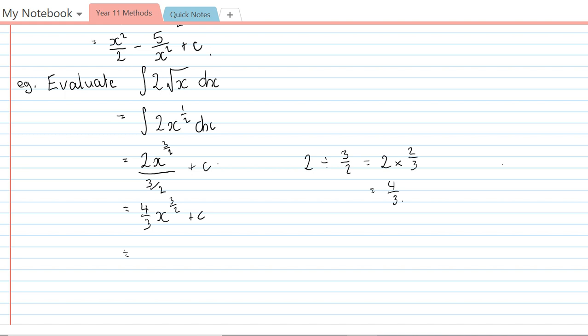So that is 4/3 times the square root of x cubed and then plus c. And that would be the final answer. So again, the fact that the power was over 2 tells me that it's a square root, and the 3 just stays inside it as a cube. Anyway, I think that's about all for the anti-differentiation work. So I'm going to leave that there and see you in the next video.